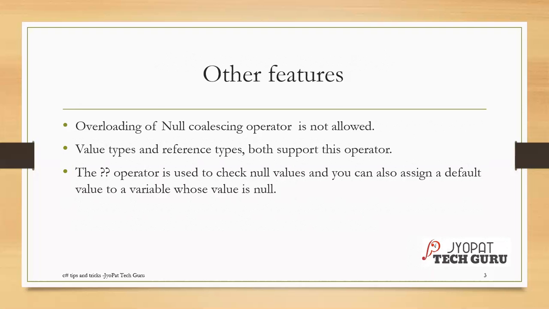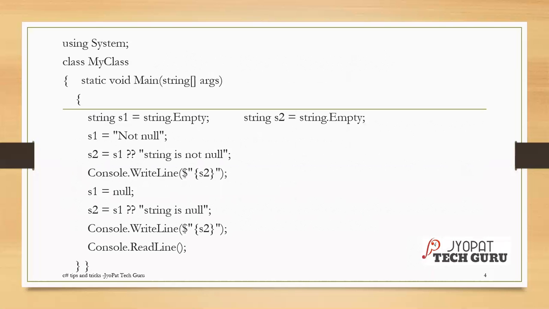So let us see with an example. Here I have got two strings, S1 and S2. Both are set to empty. First time I'm storing not null, and second time I'm storing null. So first time, not null is getting checked here. As per the definition, we have seen that it returns the left-hand operand if the operand is not null. So in this case, it is going to return me not null.